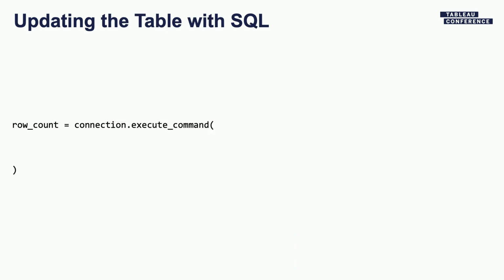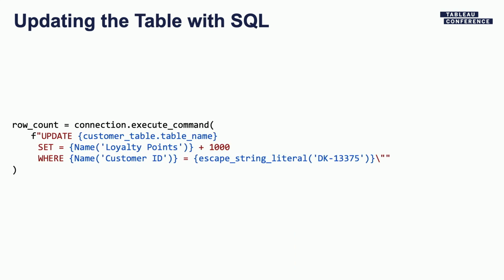Updating a table within SQL. We also have that in the hands-on training. Just use SQL. Use the update statement. Here, for example, in our customer table, we give someone more loyalty points. Set loyalty points equals loyalty points plus 1,000, where customer DK13375 just received 1,000 loyalty points.